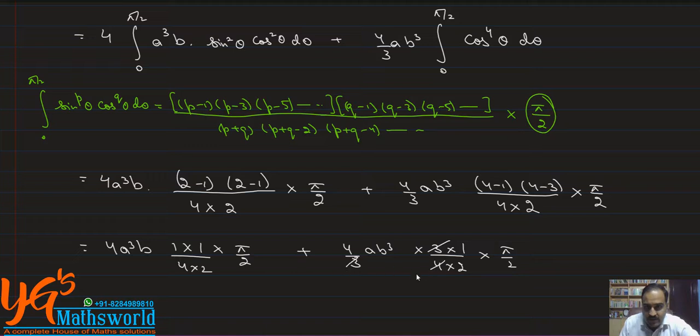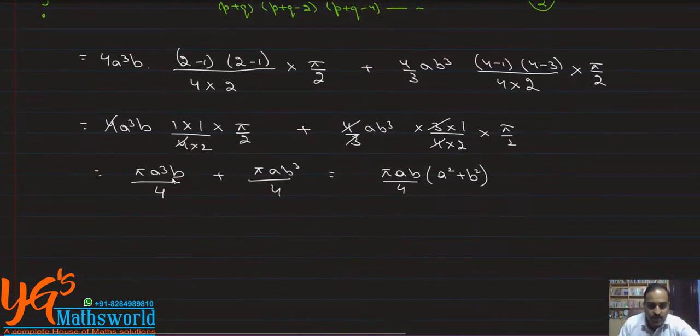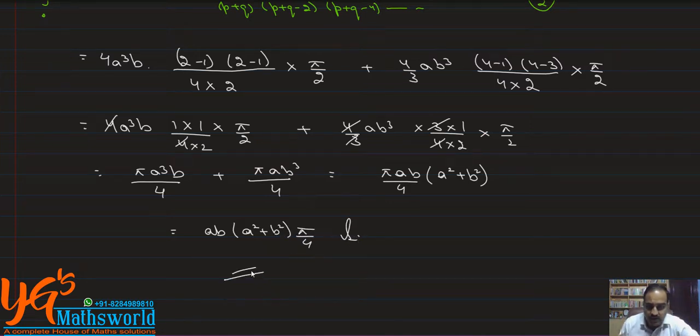Now this 3 and 3 cancel, 4 and 4 cancel out, this 4 and 4 cancel out. So what we have? Pi a cube b over 2 2s are 4 plus pi a b cube over 2 2s are 4. So that means pi by 4 is common and we have a cube b and ab cube. So that means I can take ab common. So pi, a and b common, divided by 4 is also common. So we are left with a square plus b square. So the final answer for this question will be a into b, a square plus b square into pi by 4. That is the result of this question.